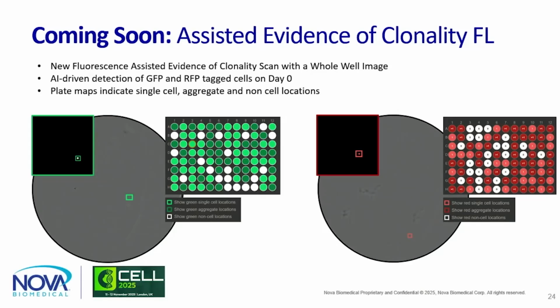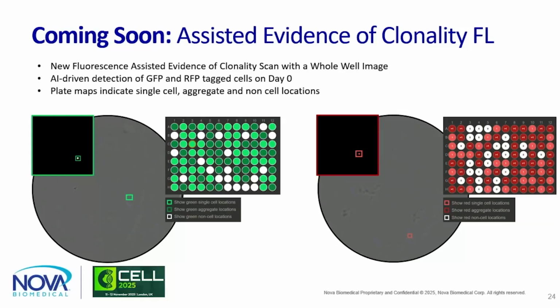Our team is invested in the development of our new fluorescence capability on Studious. Now this is not available yet and it is coming soon. Using our new AI-driven neural network, it will detect a single fluorescent cell in a whole well image on day 0. And this would be for your GFP or RFP tagged cells.